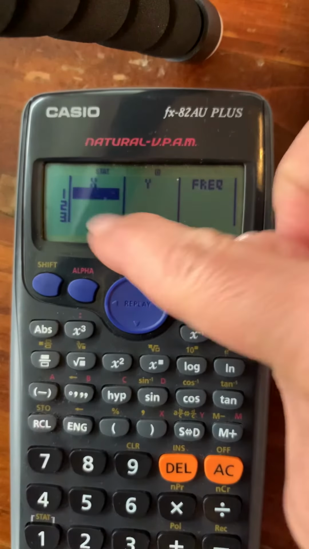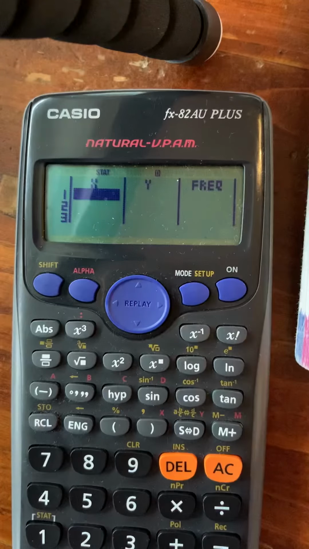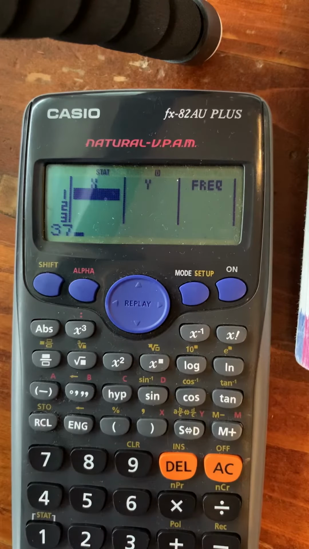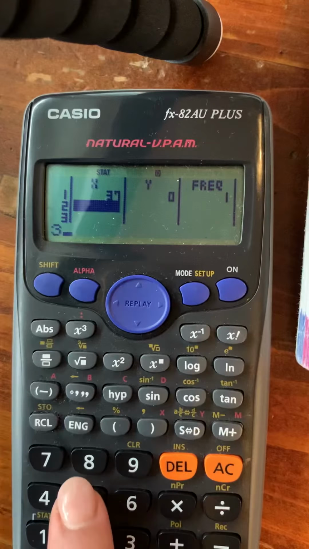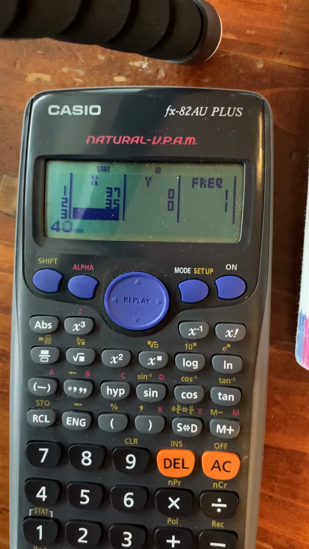So enter the length of the humerus in x. Let's do this: 37 equals, you press equals after each number, 35 equals, 40 equals, 31 equals, 35, and so on. Just enter these as we're doing this.